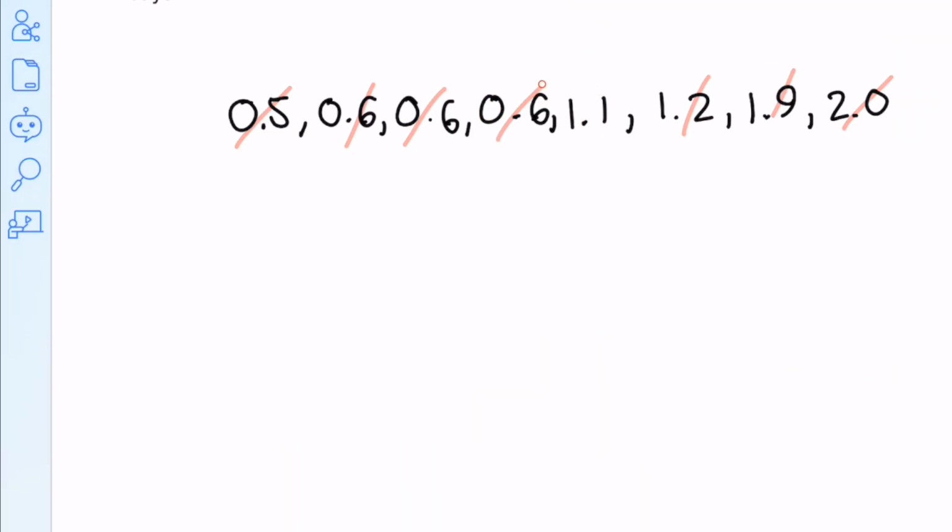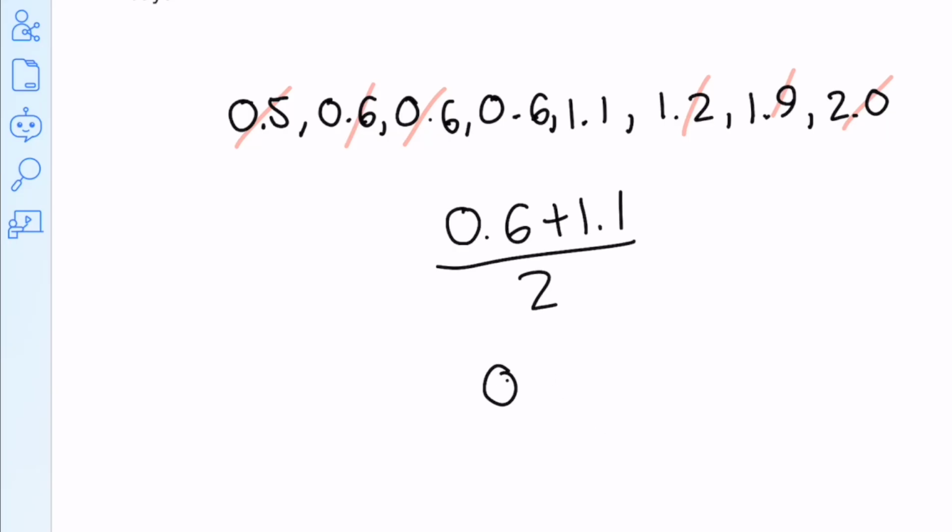When dealing with a dataset with an even number of values, you take the two middle values, which here is 0.6 and 1.1. You take the average of them, meaning you add both values together and then divide by 2. Here we get 0.85, which is our median value.